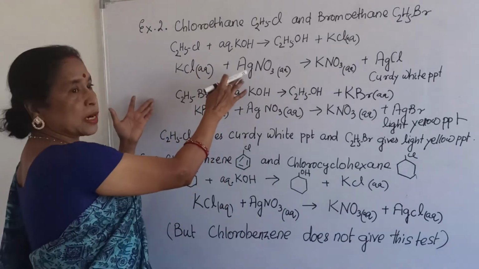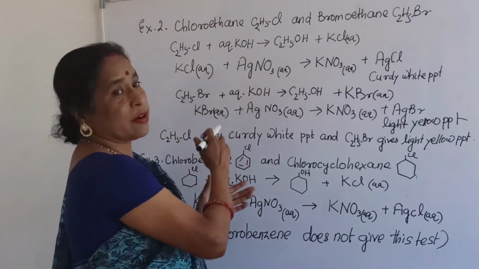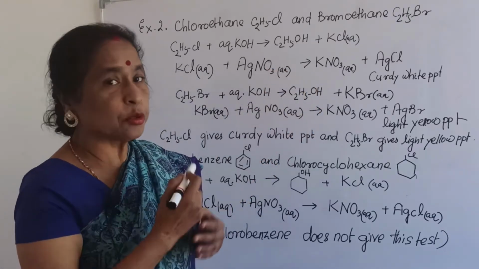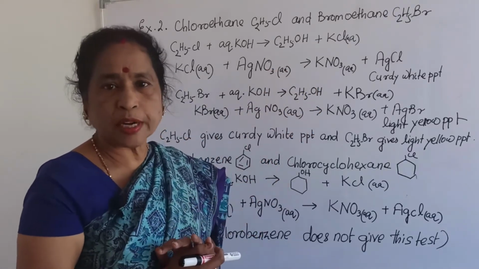When this potassium chloride reacts with silver nitrate, what will it give? Potassium nitrate and silver chloride. You know silver chloride is a curdy white precipitate.